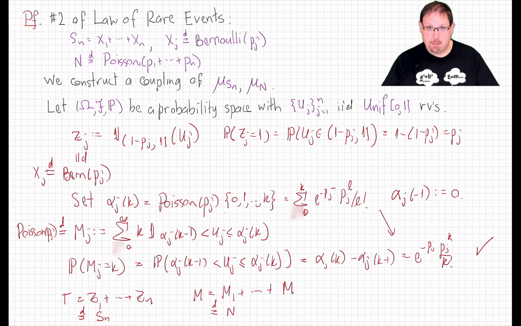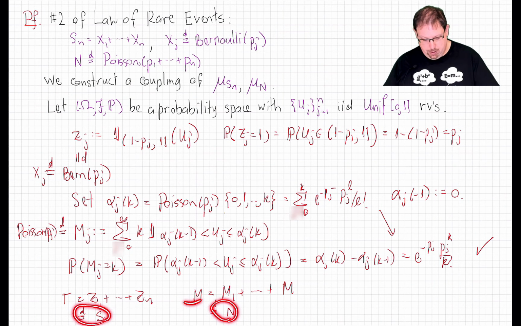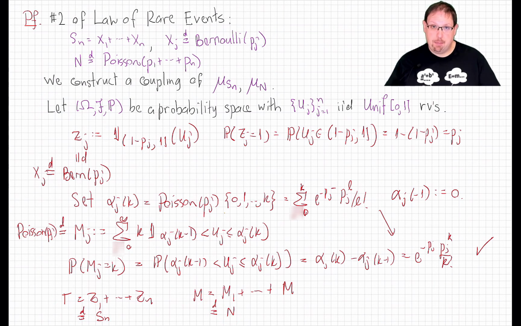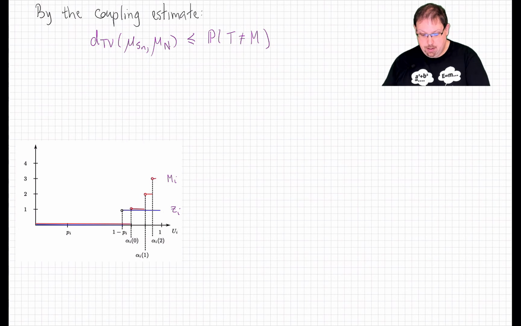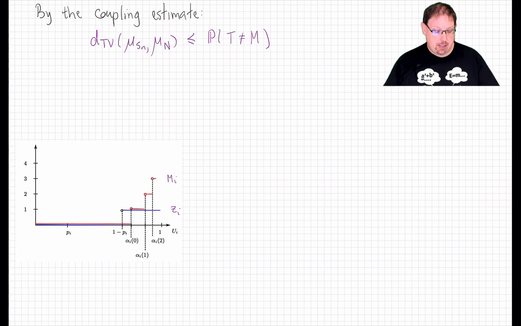So if we want to compare the total variation distance of these, we can use these realizations and then apply our coupling estimate. So the total variation distance between S_n and N is less than or equal to the probability that the sum T is not equal to M. Now, how do we estimate that?